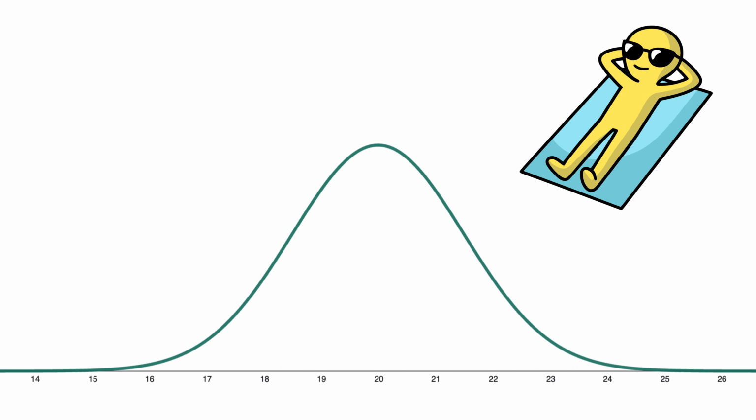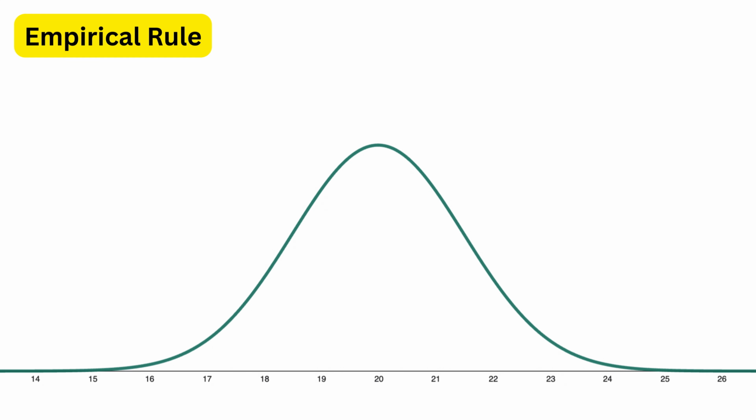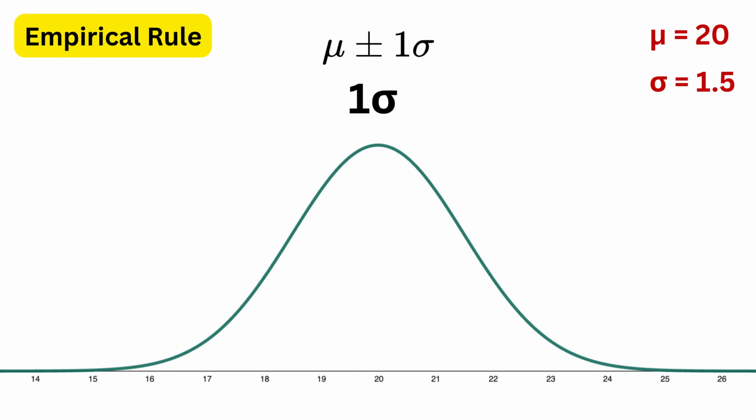Next, I will tell you about a very useful shortcut for the normal curve, which is called the empirical rule. Suppose we have a normal distribution whose mean is 20 and standard deviation is 1.5. Now, there is a term called 1 sigma, which means mu plus minus 1 times sigma. So, what will be this range? It will be 20 minus 1.5 or 18.5 and 20 plus 1.5 or 21.5.